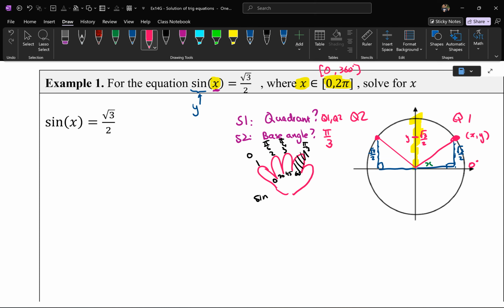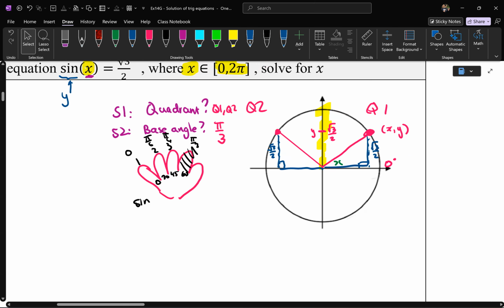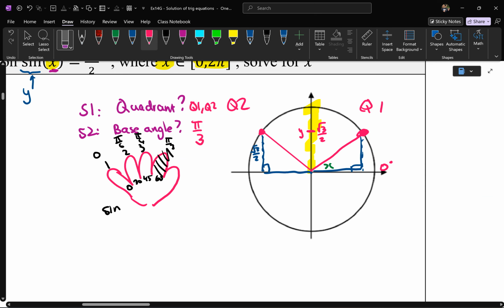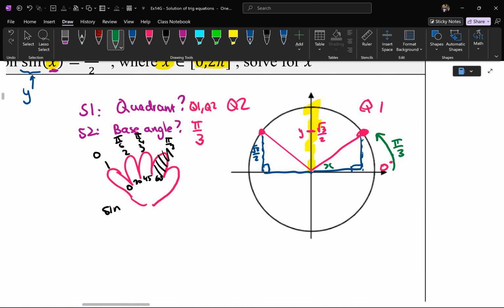So we know this distance, remember radians is the distance on the outside. So let's focus on the circle again. That means when I started at 0 and I rotated, I would need to rotate pi on 3 in order for sine to be root 3 on 2. Because we know that sine of pi on 3 is going to give you root 3 on 2. And it's positive. That's using exact values.